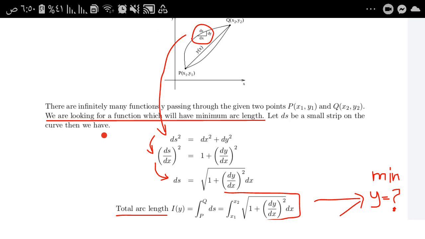Okay. In this example, you can find the solution very easily.